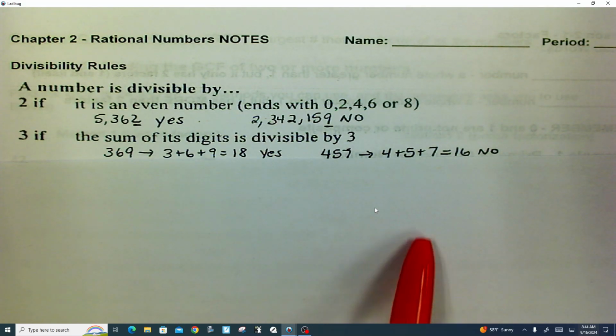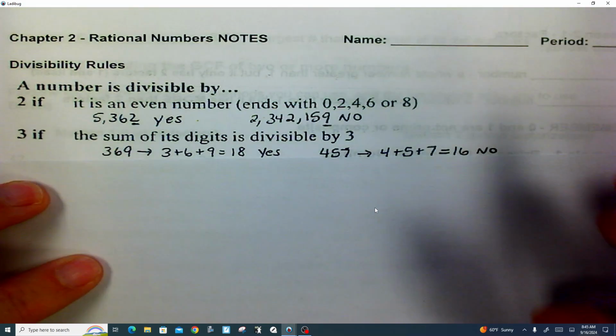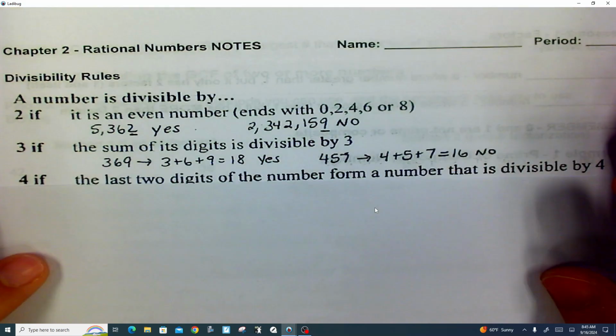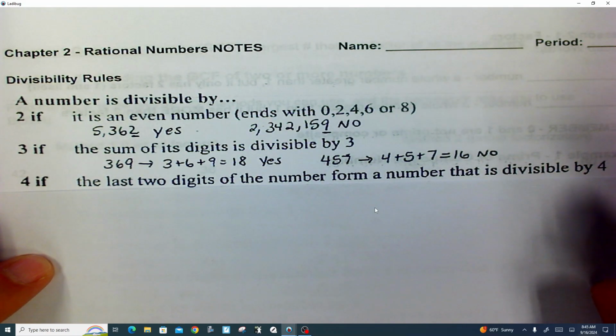But 457, you add that up, we get 16. We can't divide that by 3. So in general, that's how these rules are working. It helps out a lot when you need to find out if it's a prime or a composite number, and I'll be referring back to this later on.